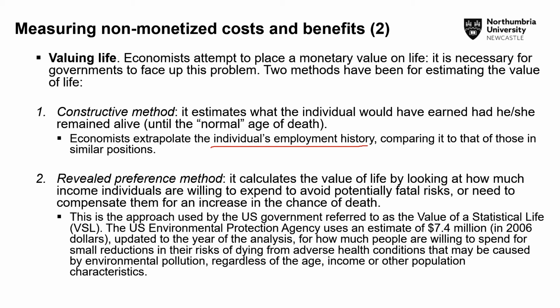Then there is also the revealed preference method. This calculates the value of life by looking at how much income individuals are willing to expend to avoid potential fatal risks. Alternatively, how much do individuals need to be compensated for an increase in the chance of death during their work? In other words, danger pay. This exercise has been carried out by the US government.